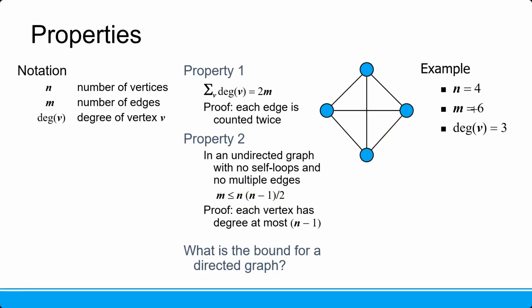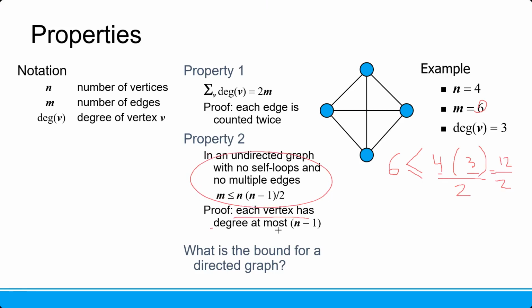M is 6. M is 6 is less than or equal to n multiplied by n minus 1, which is 3, divided by 2. So 4 multiplied by 3, it is 12 divided by 2. Then 6. 6 is less than or equal to 6. So it follows this property.